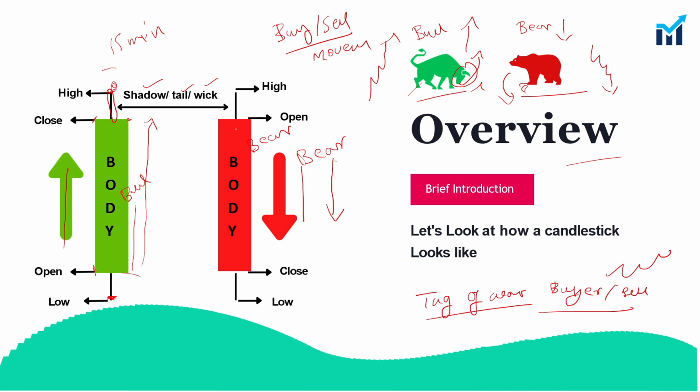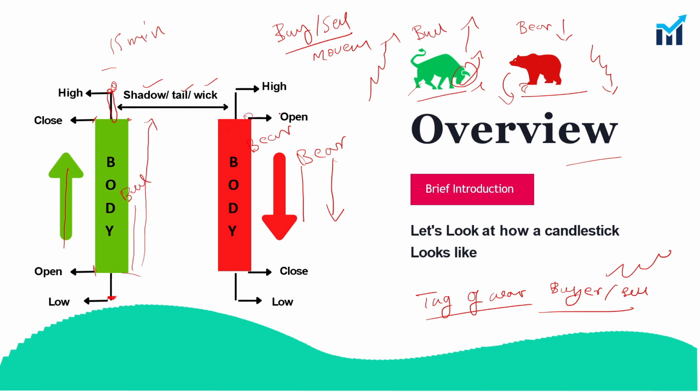Now let's assume once it closes here, the sellers have entered the market, the bears have entered the market, and they're trying to sell the market. All right. In that case, what happens? How does a bear candle look? It opens vice versa, guys. So in a bull candle, it opens from below, whereas the bear candle opens at the top.